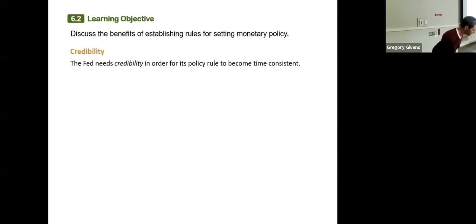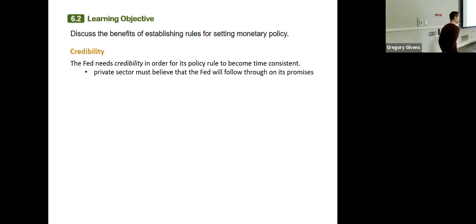All right, now, establishing a fixed rule for monetary policy does not necessarily have to lead to a time inconsistency problem, okay? I don't want you guys to get the impression that following a policy rule is always going to be time inconsistent. There are ways for rules to be time consistent, but in order for that to happen, the central banker has to be credible. The Fed needs credibility in order for its policy rule to be time consistent.